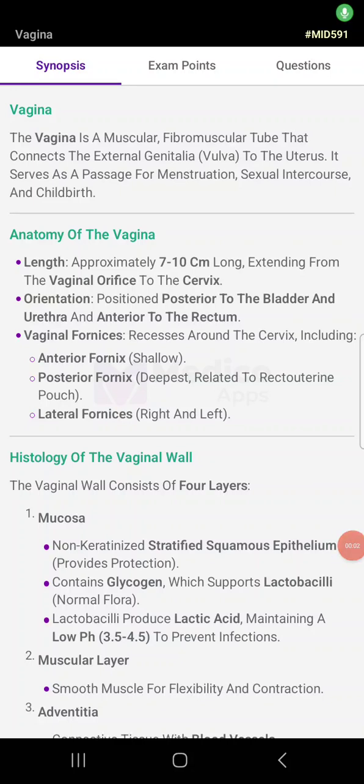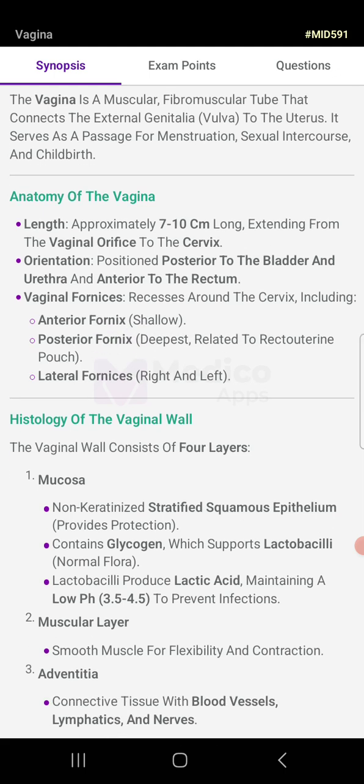Vagina. This is a muscular fibromuscular tube that connects the external genitalia to the uterus. It serves as a passage for menstruation, sexual intercourse, and childbirth. Anatomy of the vagina. Length approximately 7 to 10 cm long, extending from the vaginal orifice to the cervix.